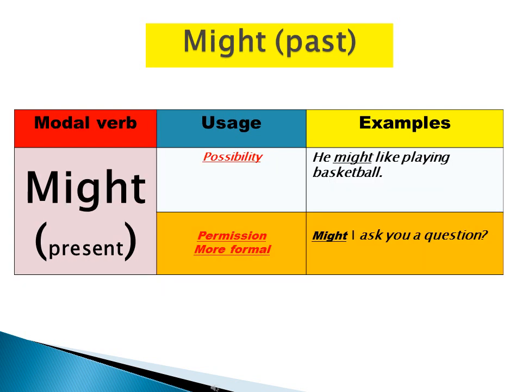Now let's see the past form of may, which is might. So may in the past is might. Let's see examples. He might like playing basketball. So it's possibility, but in the past. Number 2, might I ask you a question? Here it is permission, in a more formal way.